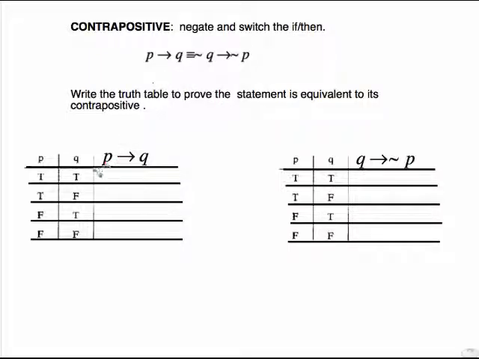So to do this, P is T, T, F, F, Q is T, F, T, F, and the conditional will tell me that the only time that the conditional is false is when the premise is true and the conclusion is false. So this is false, and the rest of these are true. So the red is my answer column for this truth table.